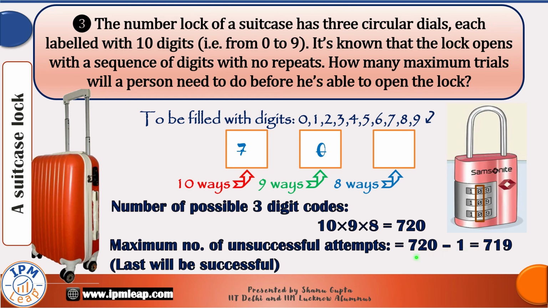number of 3-digit codes possible. That is 720 minus 1. 719 is our answer.